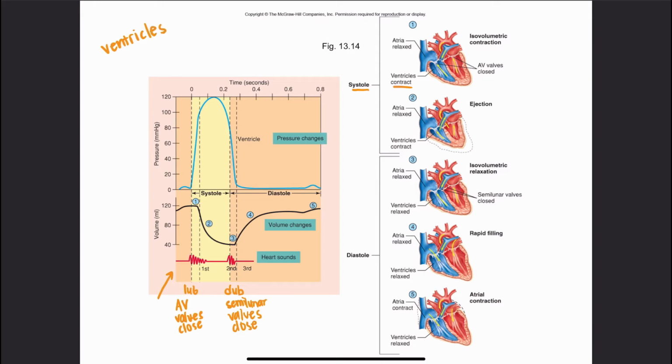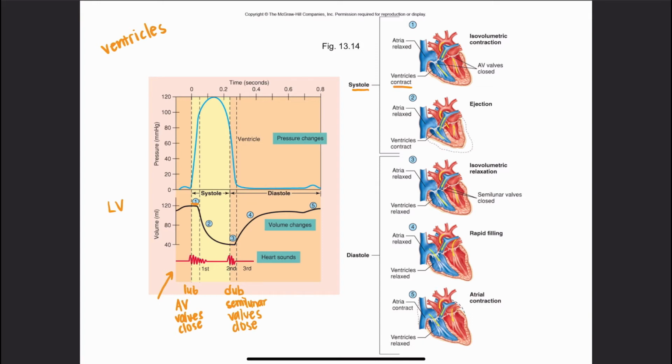You can see the volume, and we're always talking about the left ventricle also, because that's where more of the action is happening. We're talking about systemic circulation here. So we're talking about how much volume is in the left ventricle.